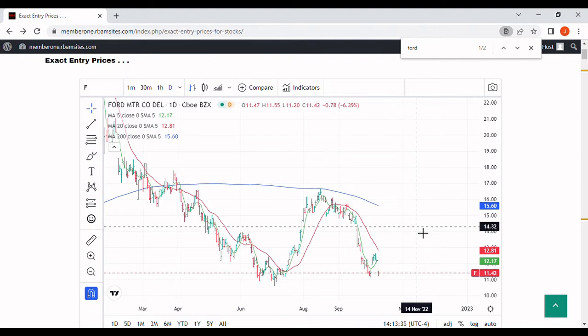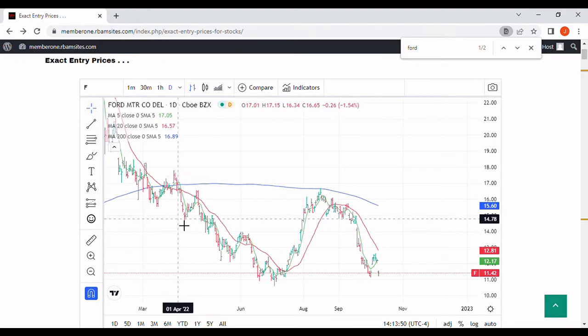entry prices for Ford. Ford today is down almost 6.5%, trading at $11.39, 89 million shares and 68 million shares, their average daily volume. It's about 215 on the 10th of October. We take a look at this chart.